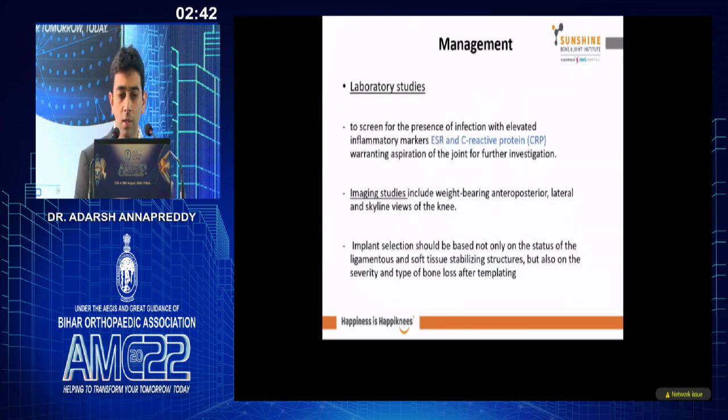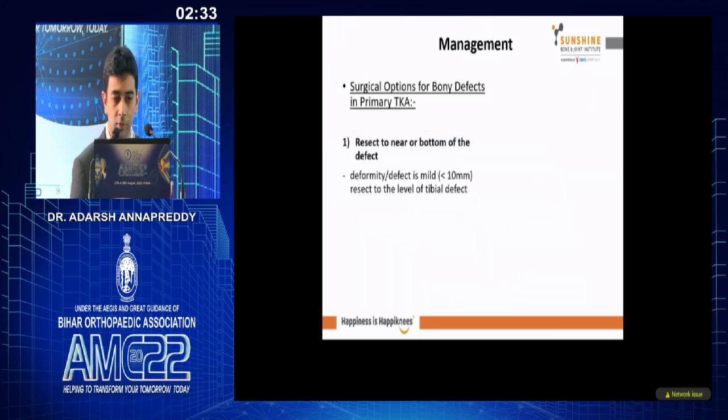So how do you manage? First of all, you want to get your ESR and CRP to make sure it's not an infected case. Imaging studies, of course, X-rays, weight-bearing X-rays. Sometimes the CT scan may also be helpful. So when you manage surgical options for bony defects in primary TKR, first is you can resect near or to the bottom of the defect.